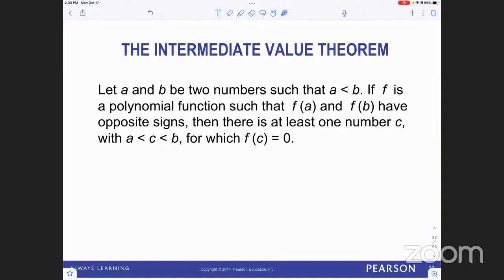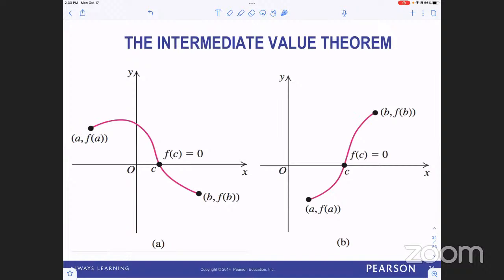Then we have the intermediate value theorem. Let A and B be two numbers such that A is strictly less than B. If f is a polynomial function such that f of A and f of B have opposite signs, then there's at least one number C between A and B for which f of C equals 0, right? So here's a pictorial representation of that.